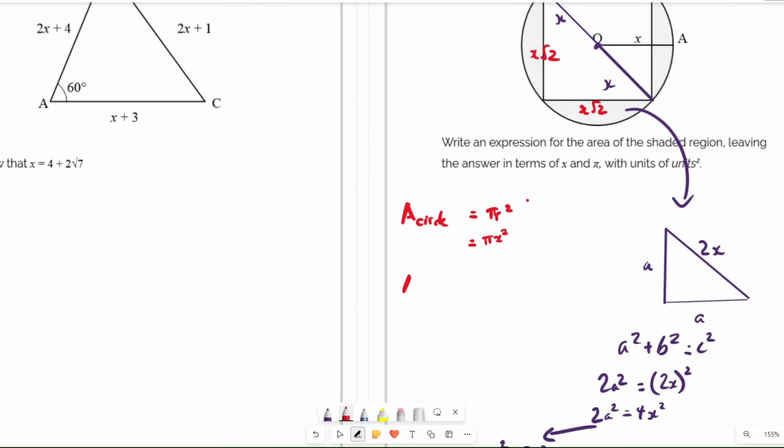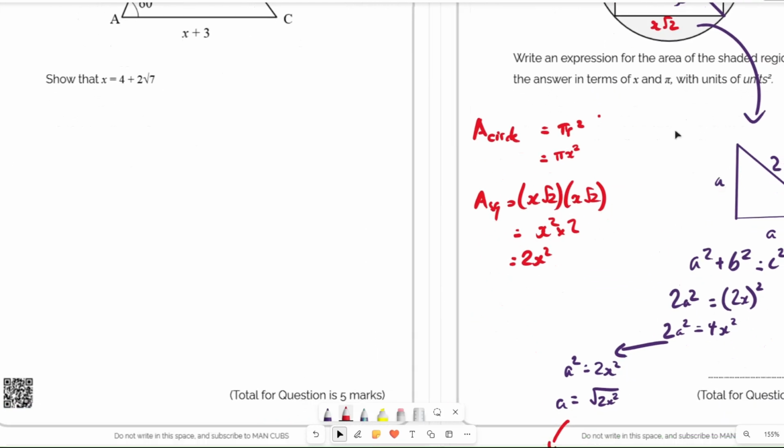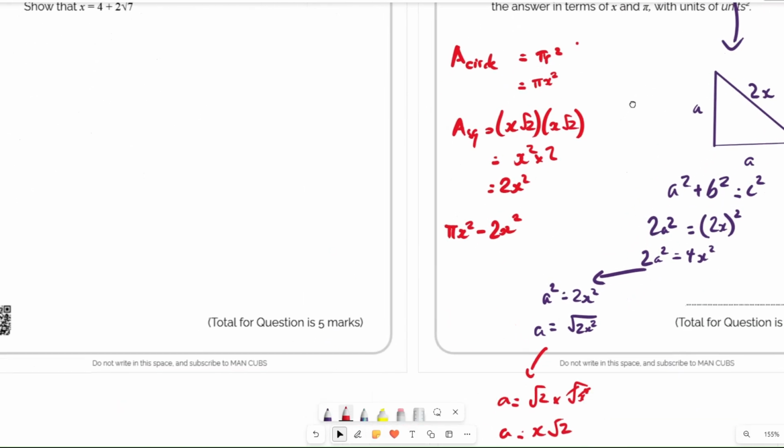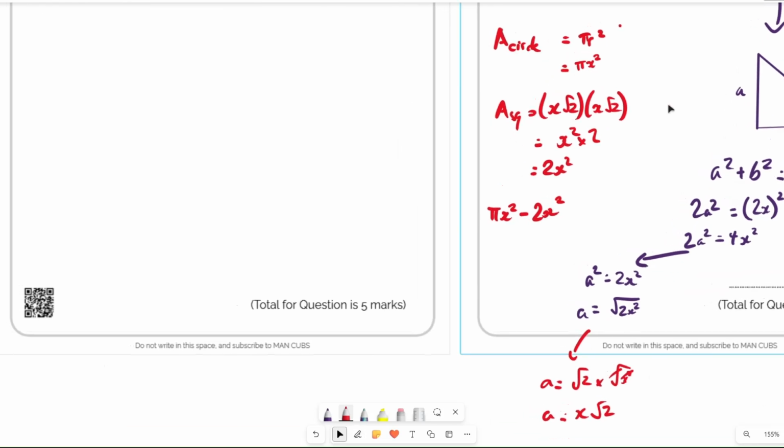So we can work out the area of the square now. The area of the square is just going to equal x root 2 times x root 2. And that's just going to be x squared times 2, which is 2x squared. And then to work out the shaded region, we've done this a lot of times today, we're just going to take the bigger one, which is the pi x squared, and subtract the smaller one, which is 2x squared, from it.